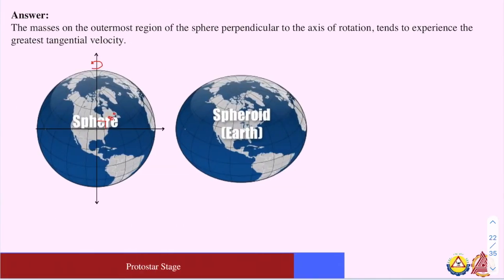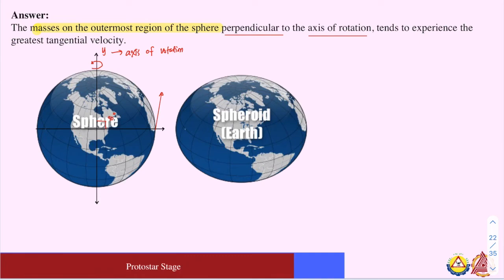So the answer to that is the masses on the outermost region of the sphere. Assuming this is your protostar, the masses on the outermost region of the sphere perpendicular to the axis of rotation. In this case, this is your axis of rotation, I will just name Y. This is your axis of rotation, where your entire mass rotates. The direction perpendicular to it, as you will learn from your physics class, is experiencing the greatest tangential velocity.